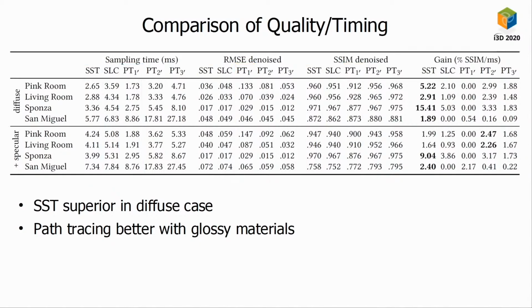Our approach always yields the best gains for pure diffuse lighting, and when using glossy BRDFs, we do not sample our substitute distributions. Thus, we traverse all the way down to the leaf nodes, which implies higher sampling timings. So, if you also take glossy BRDFs into account, path tracing performs better.